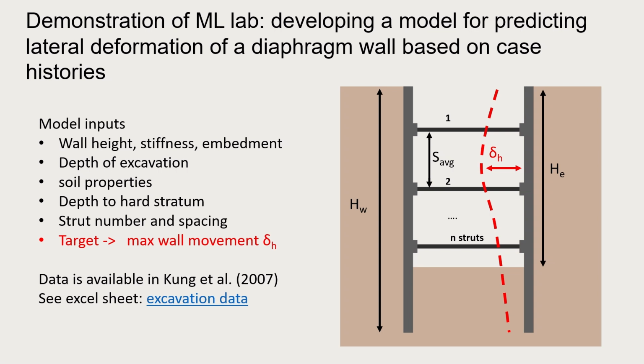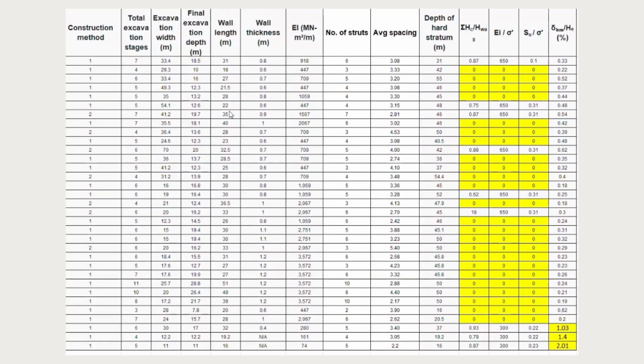The data we are going to use is available in Kang et al. 2007 and is provided in the zip file as excavation data as an Excel sheet. These are the actual data points. We have the construction method here. One is for top-down and 2 for bottom-up approach of construction.